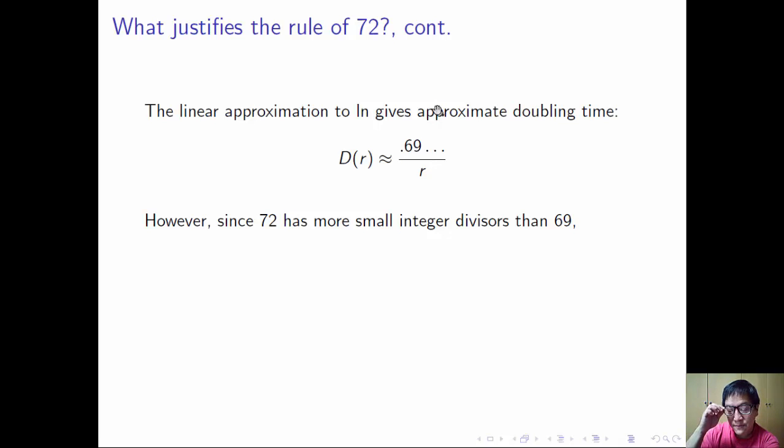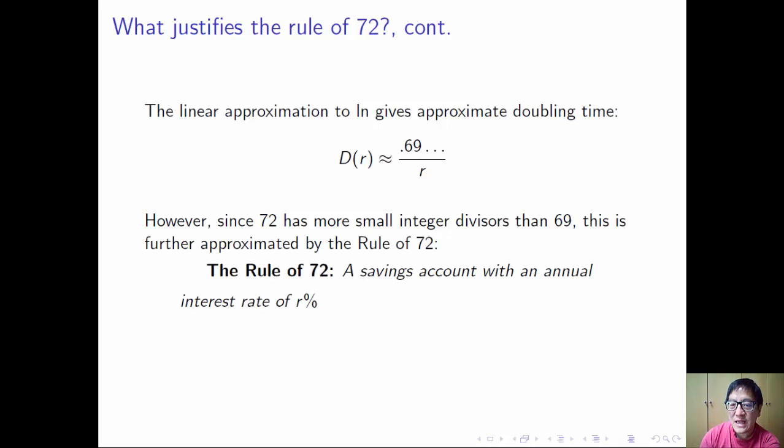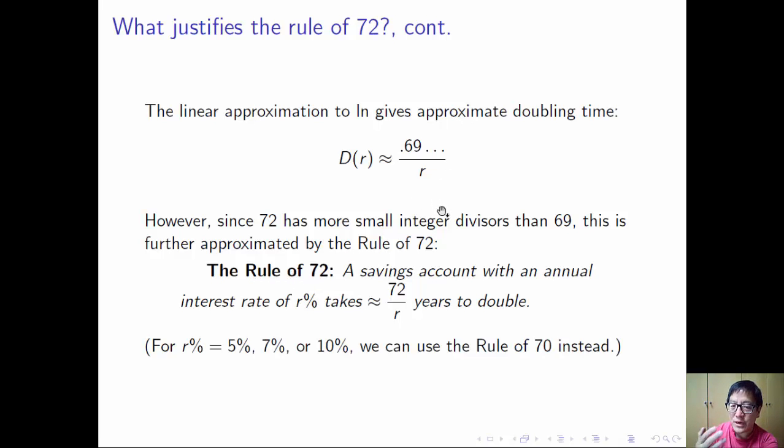But since 72 has a lot more small integer divisors than 69 does, we further approximate this by the rule of 72, which says that a savings account with an annual interest rate of r% takes approximately 72 over r years to double. And remember, it's 72 over r instead of 0.72 because this is r%, so this is 100 times the actual interest rate. Just as a point of practicality, if you were doing this in your head, it's a little bit of a pain to try to divide 72 by 7. So if r% is equal to 5%, 7%, or 10%, we sometimes want to use the rule of 70. It's all an approximation anyway.